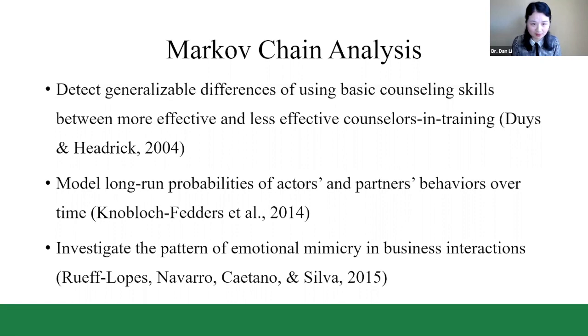biology. But in the counseling profession, recently there are emerging people who are interested in applying this analysis to study counseling-related phenomena. So for instance, as I mentioned earlier, in 2004, Dice and Hedrick detected the generalizable differences of using basic counseling skills between more effective and less effective counselors in training. In 2014, a group of researchers modeled the long-run probabilities of actors' and partners' behaviors, the couple's behaviors over time. In 2015, more researchers investigated the pattern of emotional mimicry in business interactions. So these are a part of some research that I found very interesting that have a big influence on my own research.